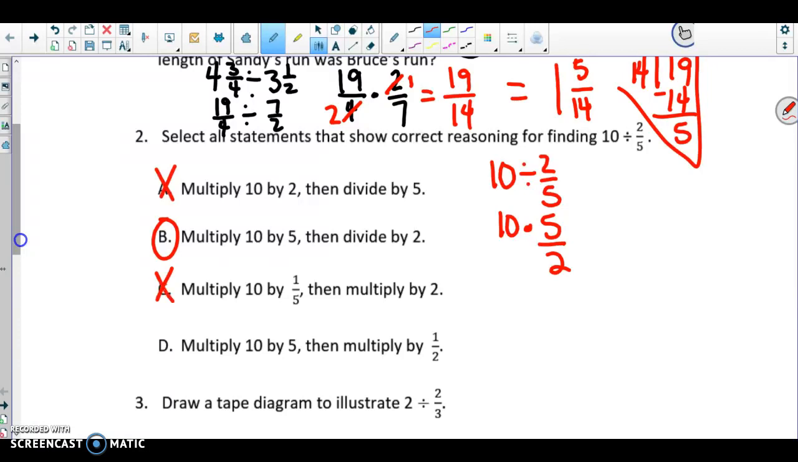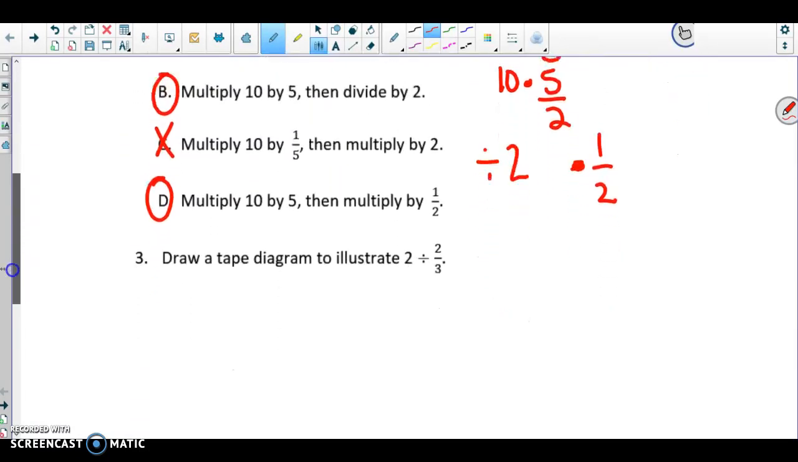D, multiply 10 by 5. Okay, we did that. And then multiply by a half. Well, but I divided by 2. But is dividing by 2 the same thing as multiplying by the reciprocal, 1/2? Yes, it is. So that means D is also a statement that is going to work.